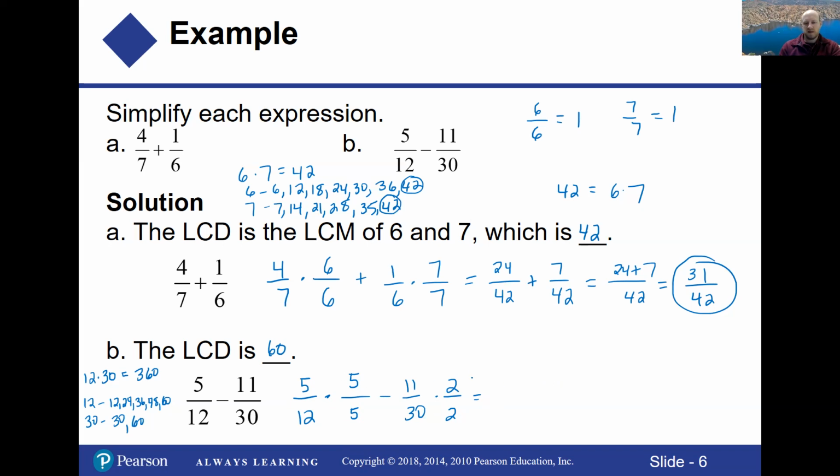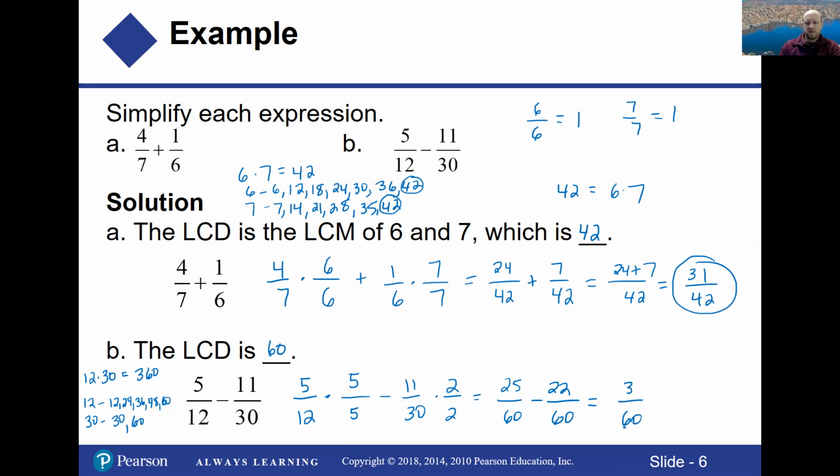So let's go ahead and multiply the numerators. So 5 times 5 is 25 over 60 now. Minus 11 times 2 is 22 over the 60. And then I subtract here. So I'm going to skip this step. I subtract 25 minus 22 is 3.